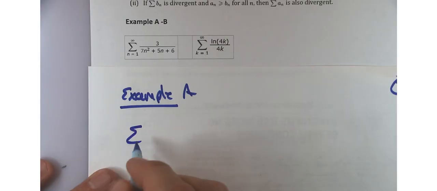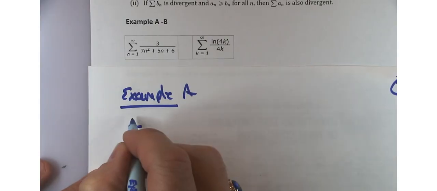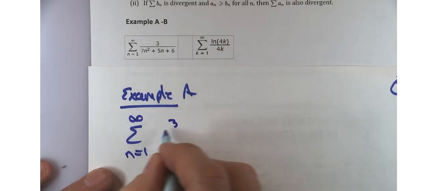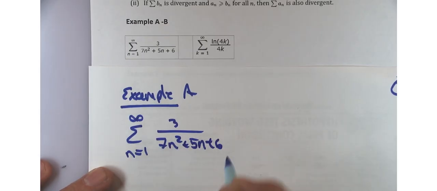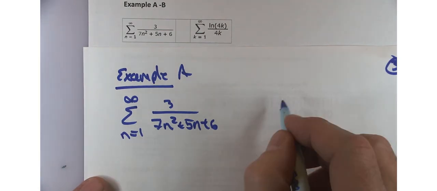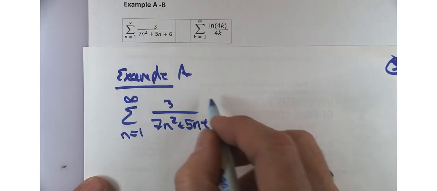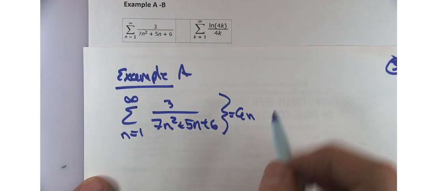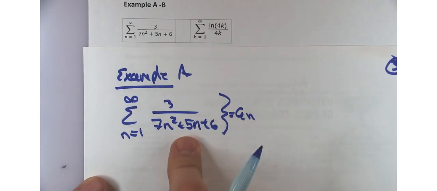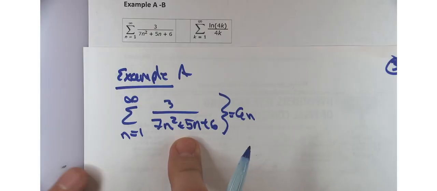So we've got the sum from n equals 1 to infinity of 3 over 7n squared plus 5n plus 6. Now let me take a look at this term a little bit more carefully. And this term, we'll call it our a sub n. Those terms. I want to take a look at something that might be kind of similar to that.